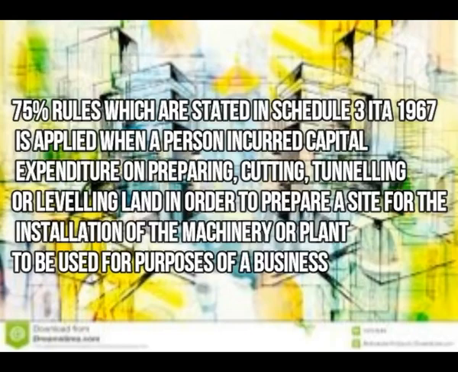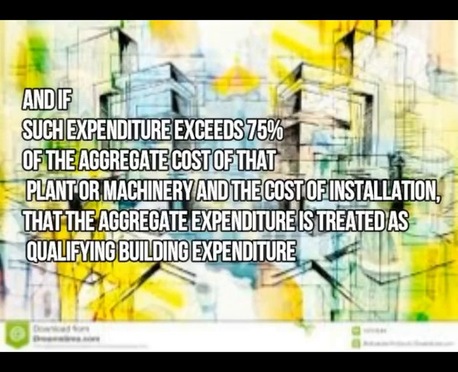The 75% rule, which is stated in Schedule 3 ITA 1967, is applied when a person incurs capital expenditure on preparing, cutting, tunneling, and or leveling land in order to prepare a site for the installation of the machinery or plant to be used for the purpose of a business. And if such expenditure exceeds 75% of the aggregate cost of that plant or machinery and the cost of installation.